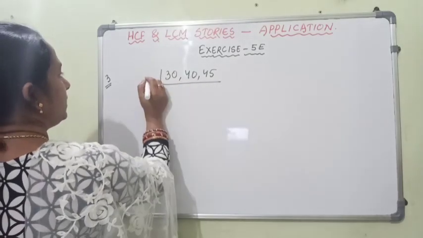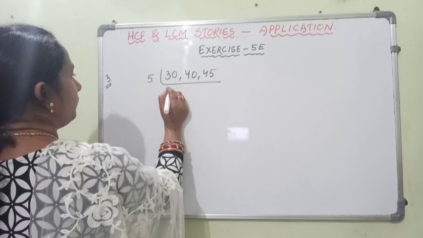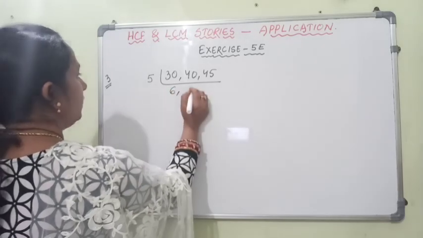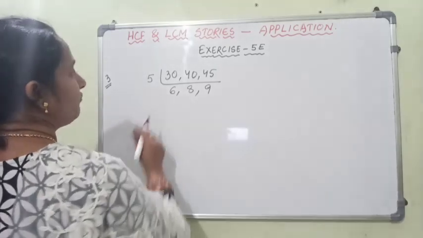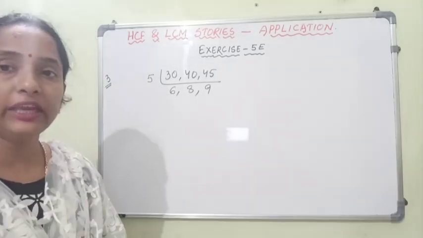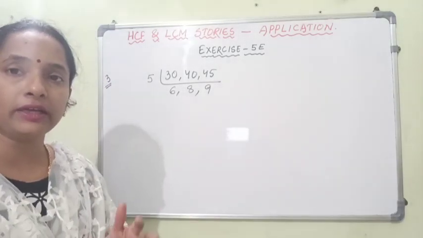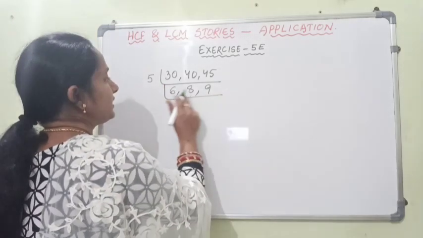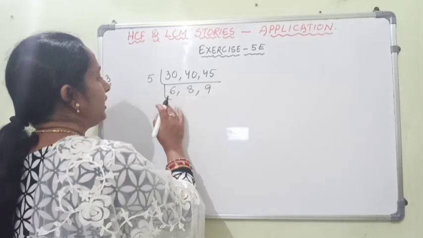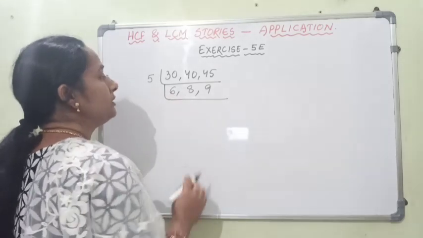All these three are divisible by 5. 5 6s are 30, 5 8s are 40, 5 9s are 45. As we are finding the LCM, if any two of the numbers are divisible by a number, then you will continue. So here 6 and 9 are divisible by 3, as well as 6 and 8 are divisible by 2.